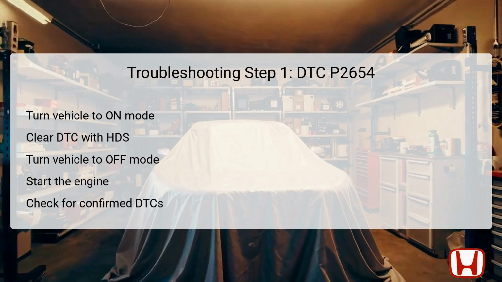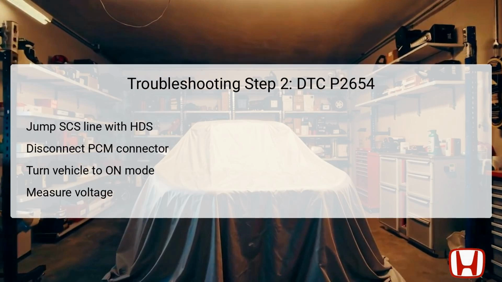After restarting, utilize the HDS again to check for confirmed or pending DTCs. If DTC P2654 appears again, it confirms a persistent fault in the system, warranting further investigation. If not, the issue may be transient, requiring a check for poor connections or intermittent failures.